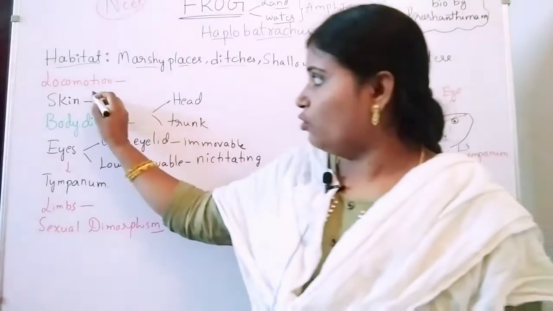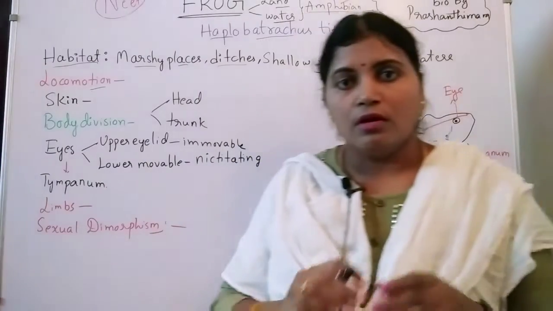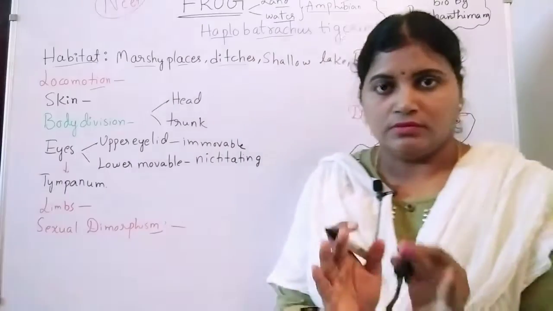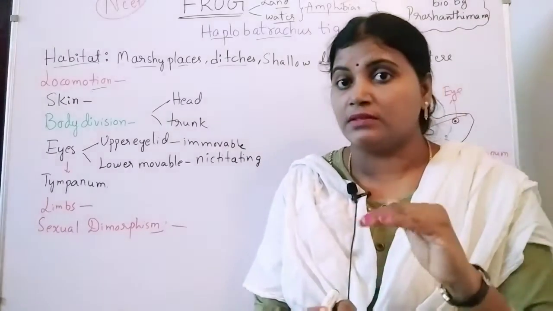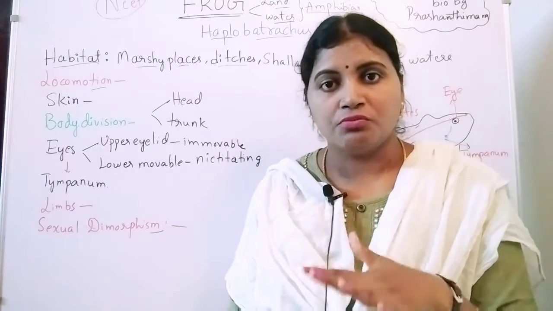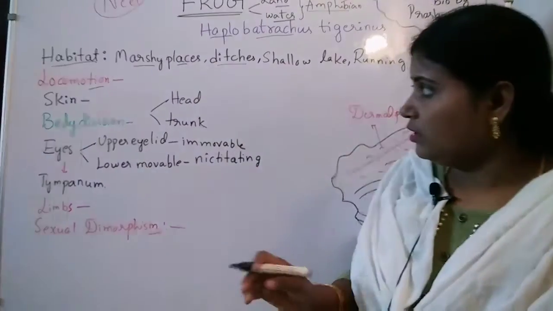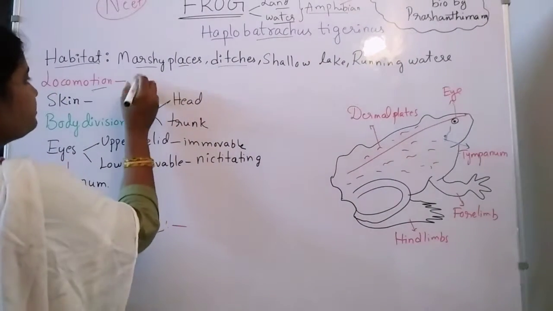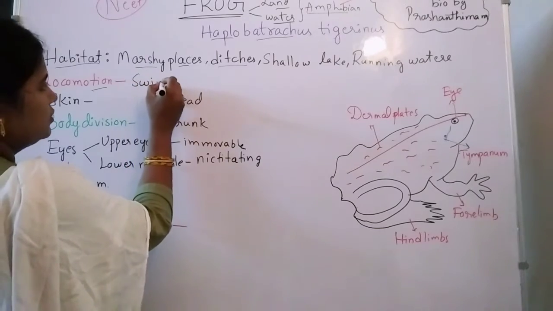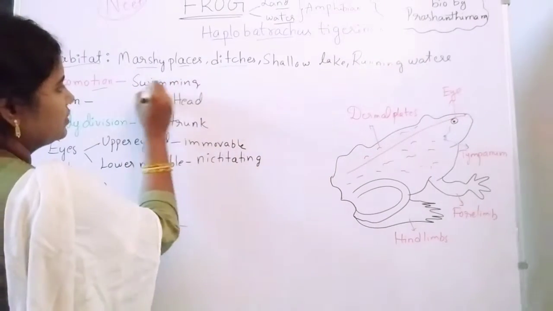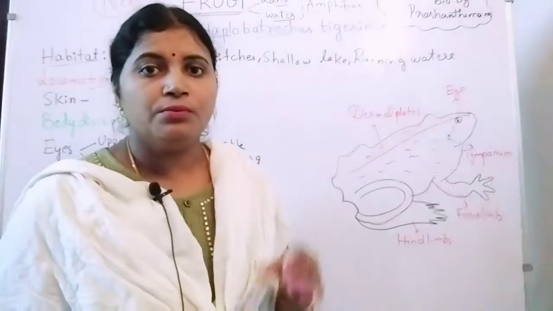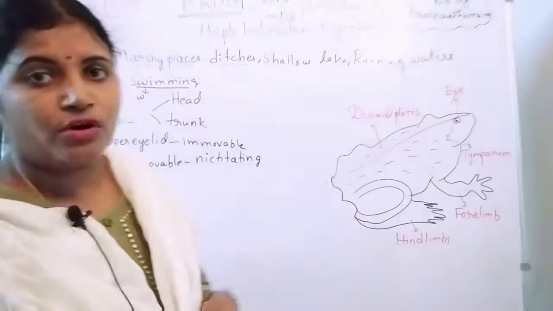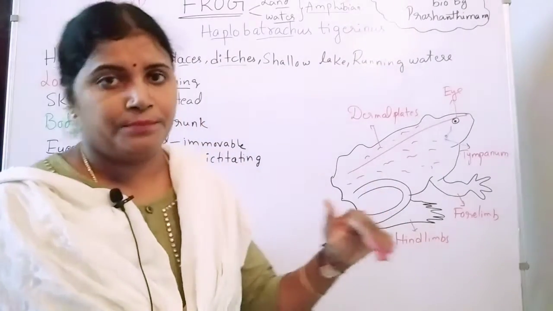Next we will see the locomotion. Locomotion means how the frog is going to move. It moves in three ways based on its habitat. Habitat means where it is going to live. So here the locomotion patterns are of three types. First one is swimming. When it is in the water, the frog moves through the swimming process.